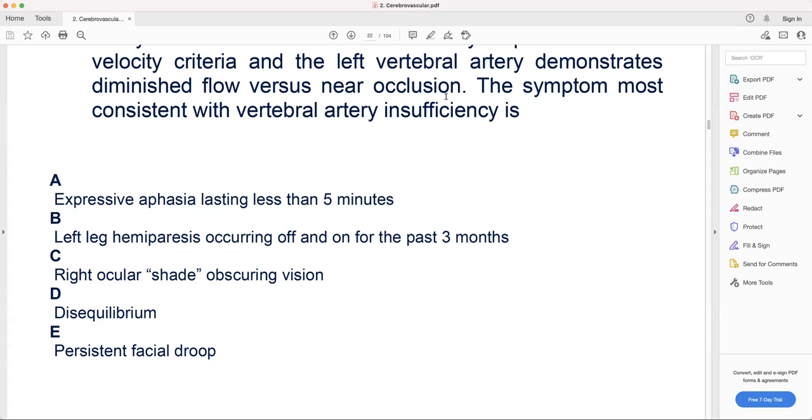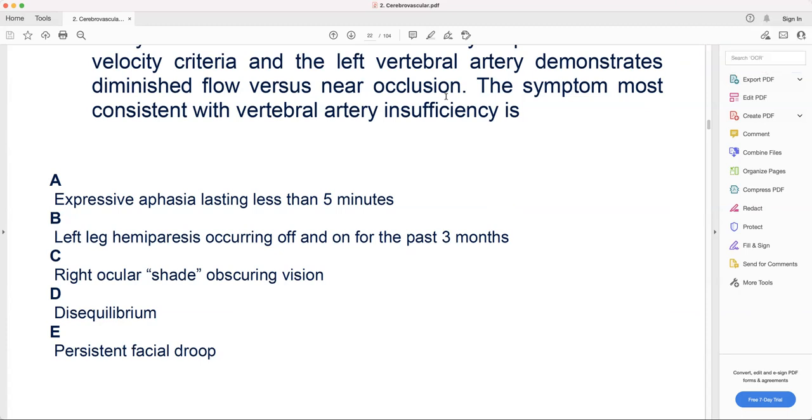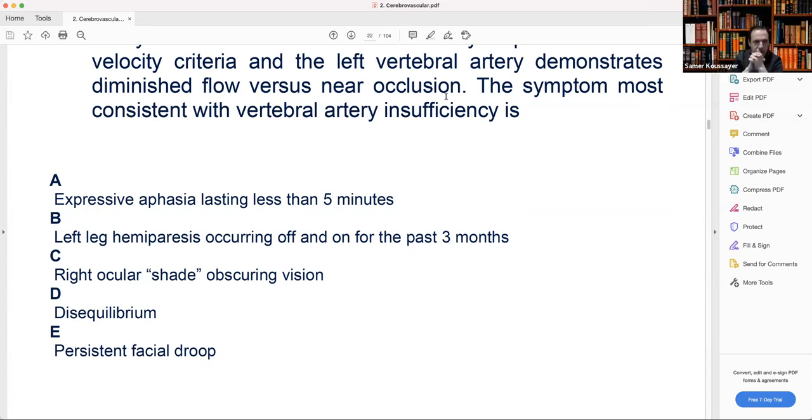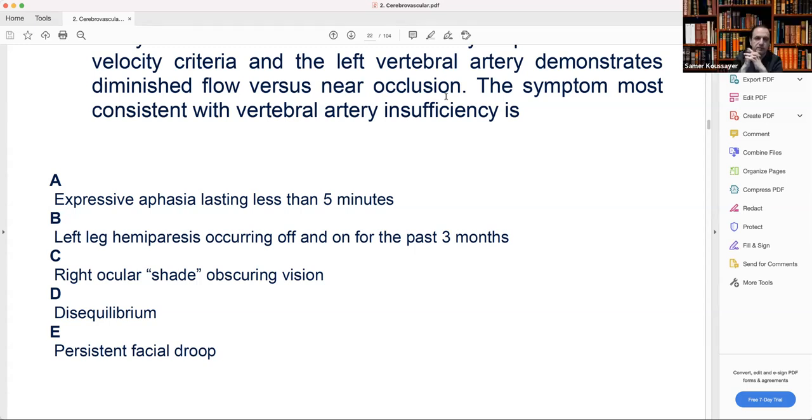Okay. Right ocular shade obscuring vision. This is amaurosis fugax. It goes with internal carotid artery, also anterior. Correct. Disequilibrium, this one I think goes with posterior, like dizziness. Correct. And the last one is persistent facial droop. Also, this goes with anterior circulation. So the answer would be D. It's D. So it's not a difficult question.